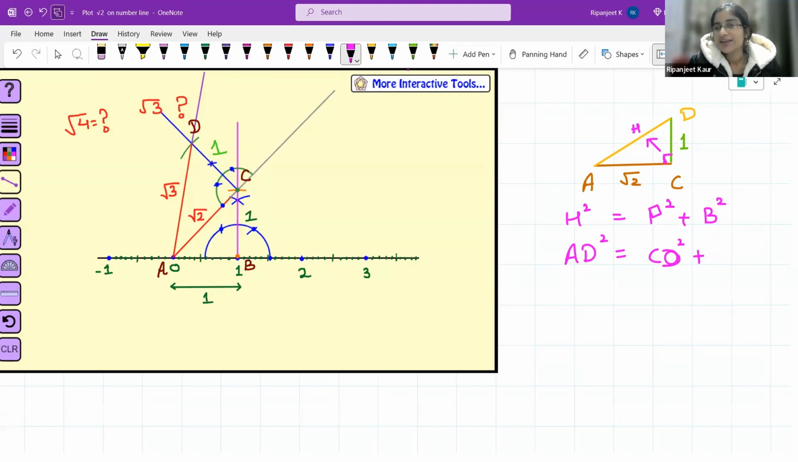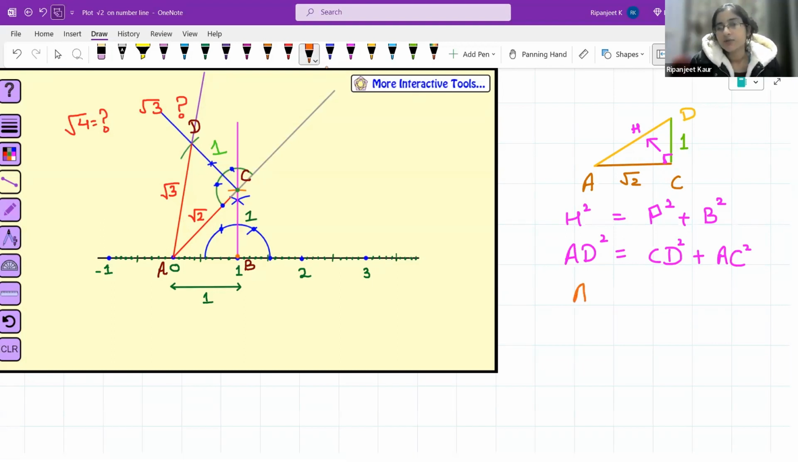Magic is happening, right? Maths, circles, squares. CD square plus base square. Okay, let me just erase it so that you don't have any problem in understanding this. So perpendicular is CD square, right? Plus base is this AC square, right? Now we just put in the values over here.